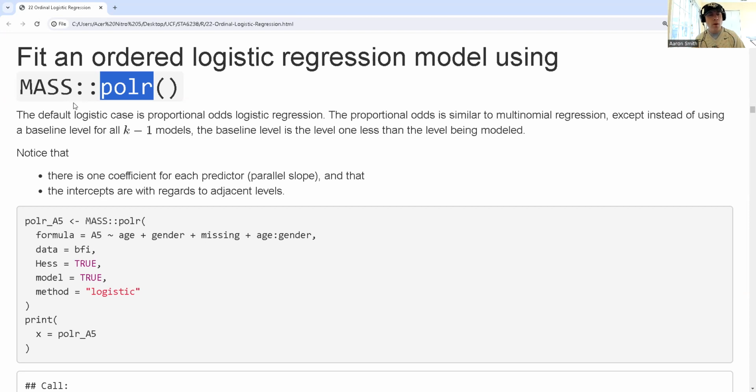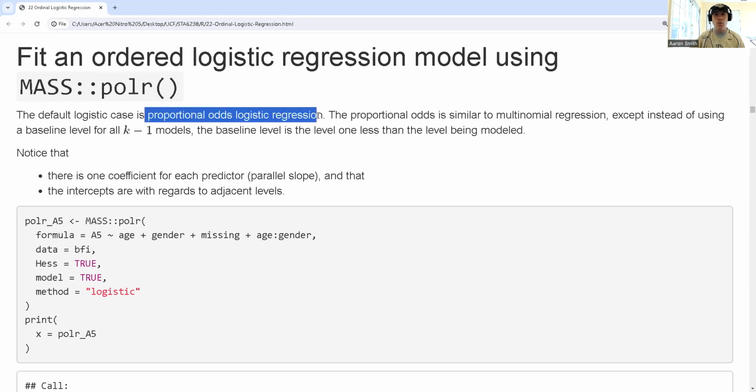I use other ones. I use the VGAM package. That's usually the one I lean on because it just has a lot of tools to it. But this is a good approach. It's very popular in the R community. The default case is for proportional odds logistic regression.